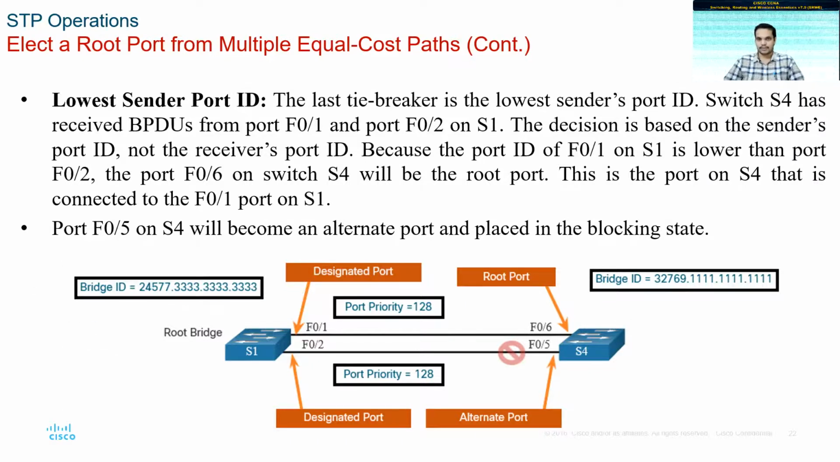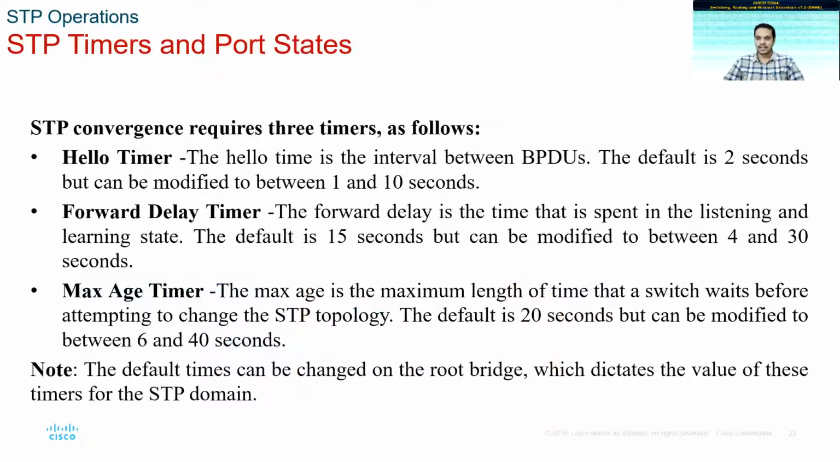There are 3 timers which STP uses to do all these things. The first one is called the hello timer. This is the interval between BPDUs. The default is 2 seconds, but you can modify it to be from 1 to 10 seconds. The second one is called the forward delay timer. This is the time that is spent in the listening and learning states. I'll show you what these states are. The default is 15 seconds for each, and it can be modified between 4 and 30 seconds.